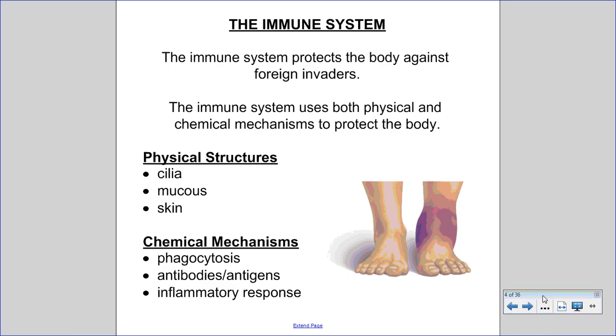So the immune system is what protects the body against foreign invaders. The immune system uses both physical and chemical mechanisms to protect the body. The physical structures include things like cilia, which can help sweep bacteria away and out of organs such as your lungs, mucus, which can help trap that bacteria, and skin, which acts as a physical blockade. Chemical mechanisms include the action of phagocytosis, which is really endocytosis, the production of antibodies through recognition of antigens, and the inflammatory response, which is part of the generation of antibodies.